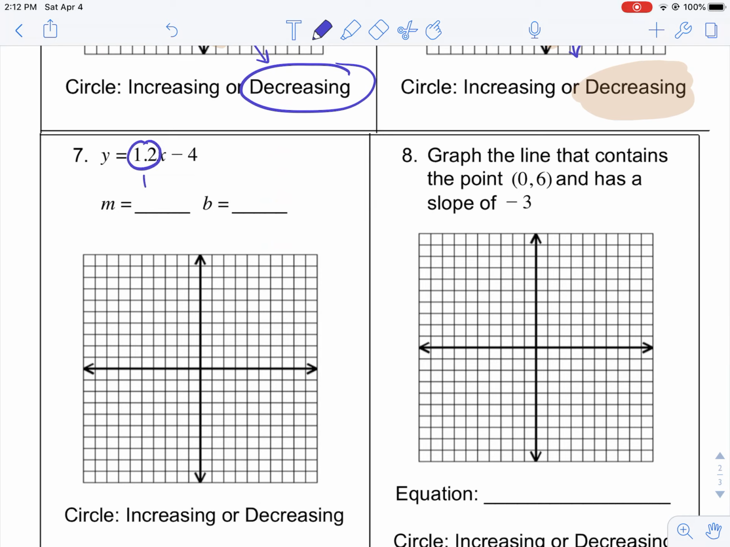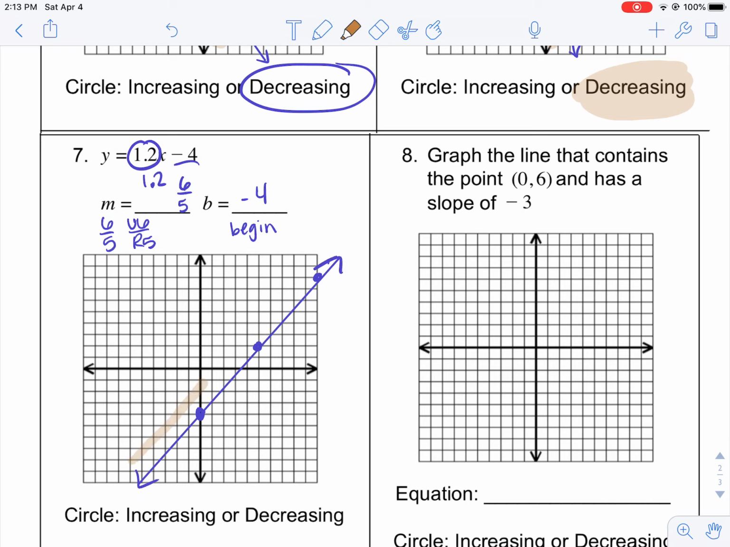Number 7, my m value is 1.2. Now with this, it's really hard to graph that, so we need to turn that into a fraction. Remember, on your little graphing calculator app, or if you have a calculator at home, you would do 1.2, math, enter, and turn it into 6/5. And then my b value is negative 4. So we will begin at negative 4, down 4 on the y-axis. We will move 6/5, so up 6. Remember, we always go to the right, that bottom number. So up 6, right 5, up 6, right 5, and then connect my dots in a line.